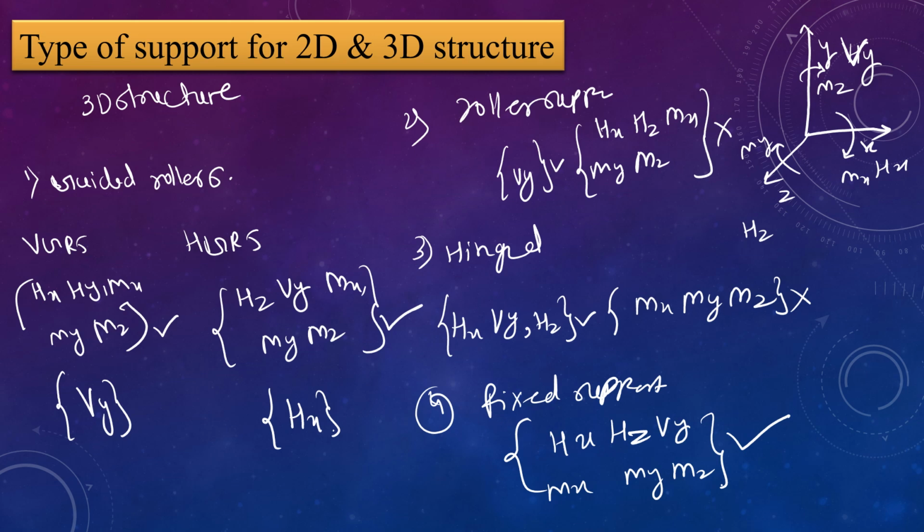Like in the case of roller support, Vy direction movement, meaning vertical movement, is not allowed, so there is one value which is not equal to 0. That's why I mark it as correct, because this value is present. But in the case of Hx, Hz, Mx, My and Mz, values are not present, meaning these values are equal to 0. That's why this roller support is allowed to move in these directions. So this is the concept, and these are the 2D and 3D structures with their forces and movements.